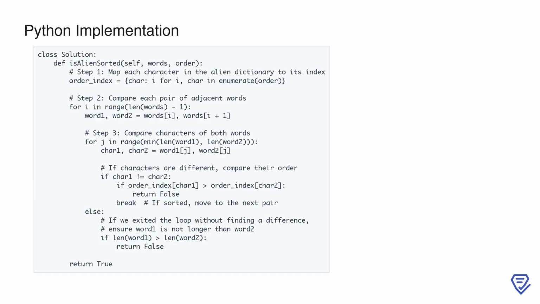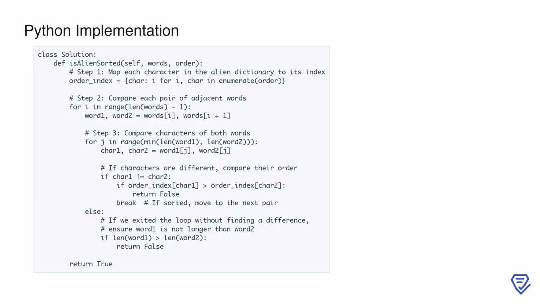2. Iterating through words. The algorithm iterates through adjacent word pairs in the words list. The goal is to ensure that each word is lexicographically less than or equal to the next word according to the alien dictionary. 3. Character by character comparison. For each pair of words, word1 and word2, we compare their characters one by one. If we find differing characters, we compare their indices from order_index to determine their order. If word1's character is greater, the list is not sorted, so we return false. If characters are in the correct order, we break the loop and proceed to the next pair.